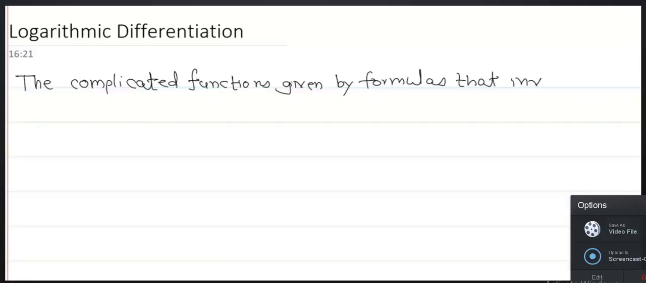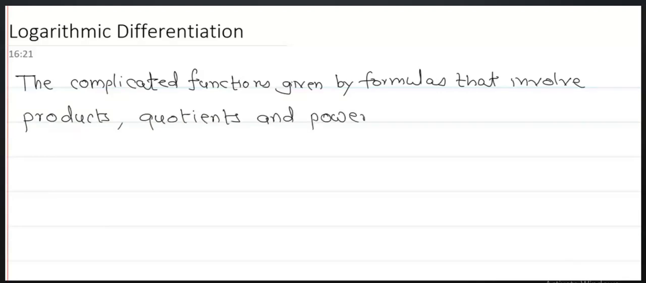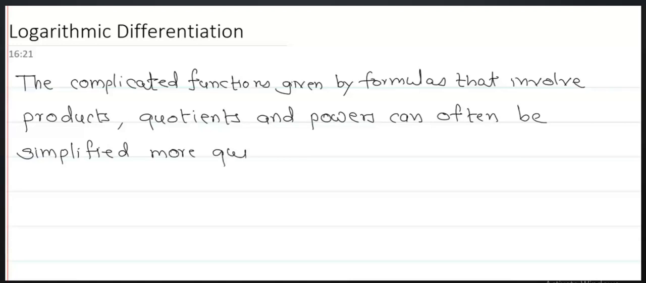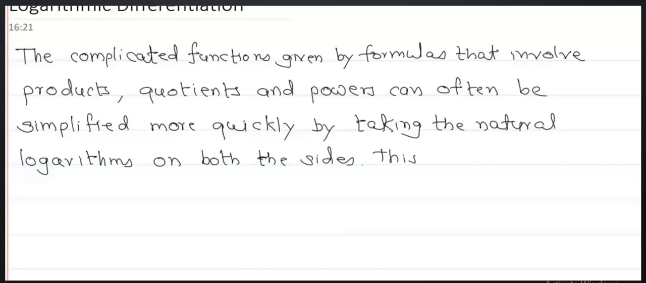Now here we will start the new topic, that is logarithmic differentiation. The complicated functions given by a formula that involves the product, quotient and the powers can be simplified more quickly by taking the logarithm.